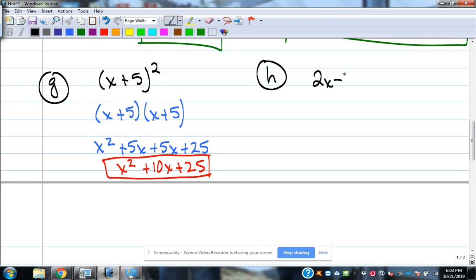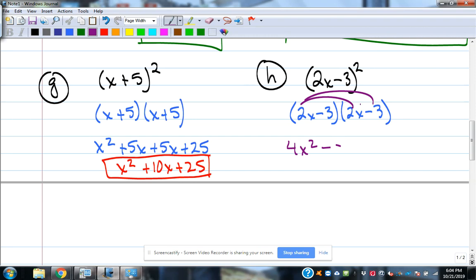So if we had 2x minus 3 squared, that means 2x minus 3 times 2x minus 3. 4x squared minus 6x minus 6x plus 9. Combine like terms.